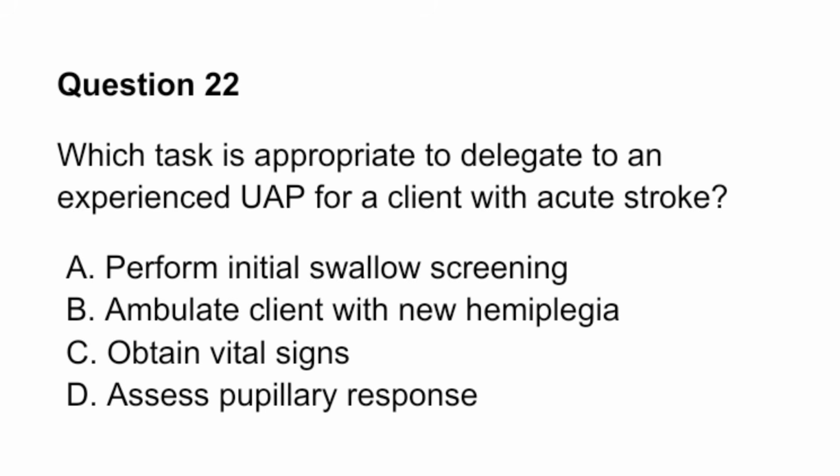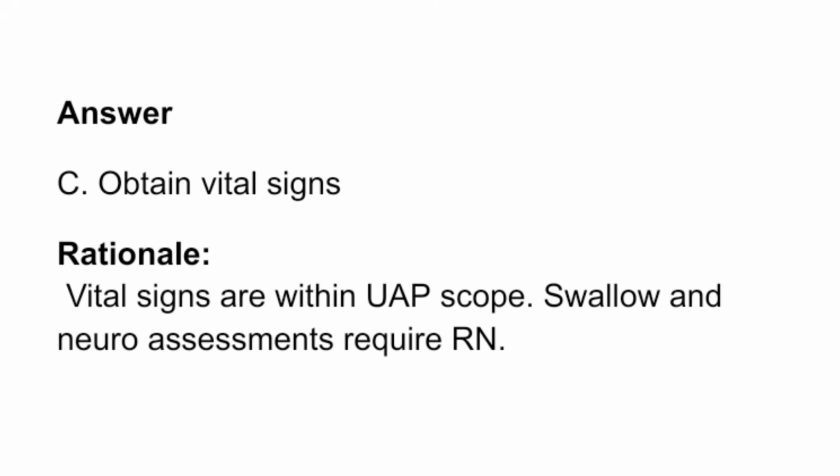Question 22. Which task is appropriate to delegate to an experienced UAP for a client with acute stroke? A. Perform initial swallow screening. B. Ambulate client with new hemiplegia. C. Obtain vital signs. D. Assess pupillary response. Answer: C. Obtain vital signs. Rationale: vital signs are within UAP scope. Swallow and neuro assessments require an RN.